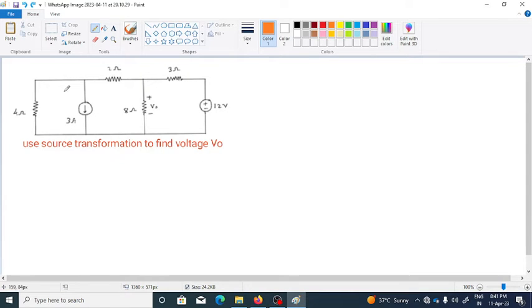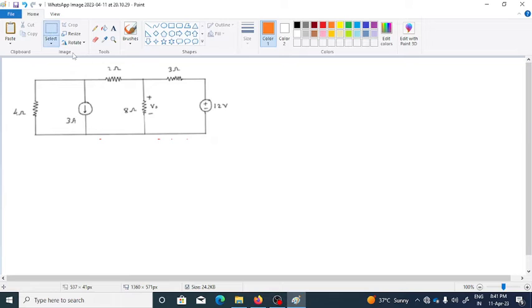Here we are interested to find out the voltage V0, which is across the resistance 8 ohm, and for that we are interested to use the source transformation concept. Remember, the same voltage can be found out by some other methods also, but here we are interested to solve this using the source transformation concept. Okay, so let us go for this using the source transformation.